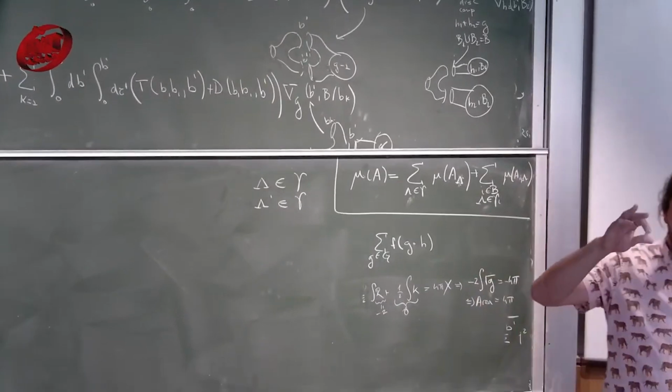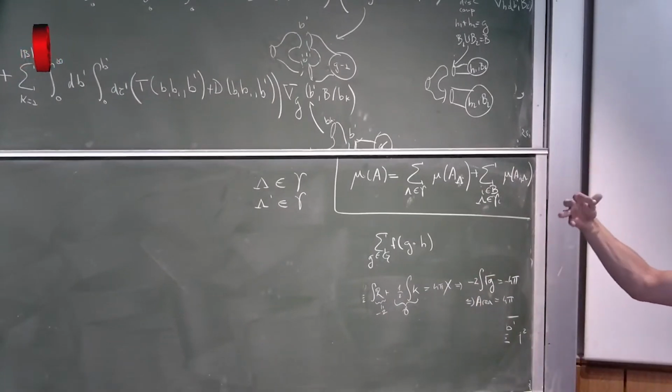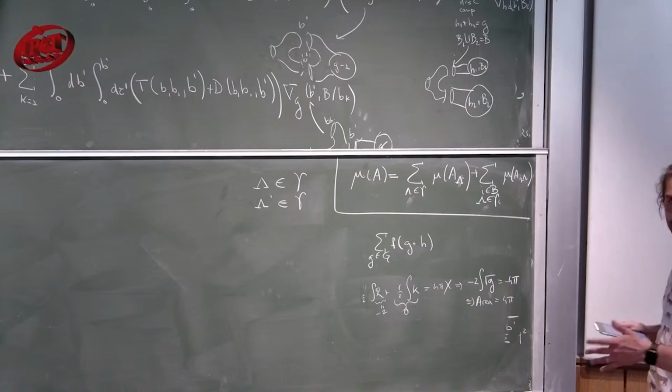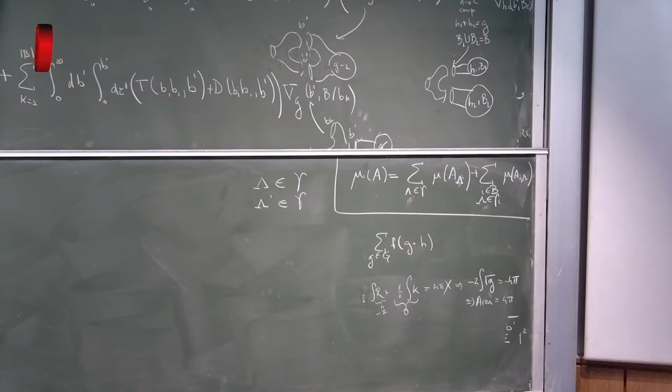But what was important was that the measure, mu, depended on b prime and b double prime, so it depended on the parameters of the pairs of pants. Yes, in some sense you are right that it depends on the parameters of the pairs of pants, but not on the area, because the area is always the same.